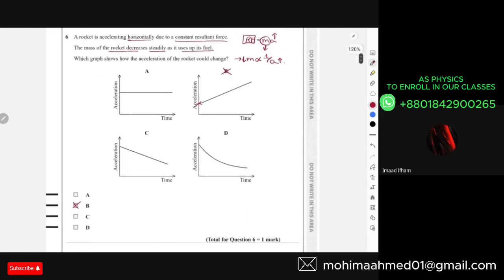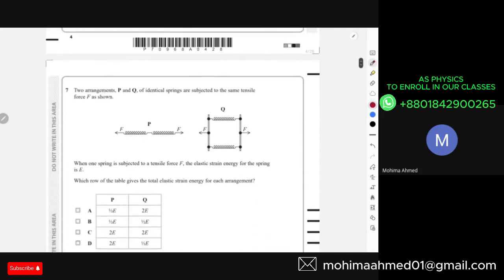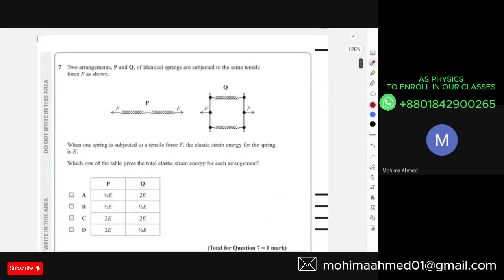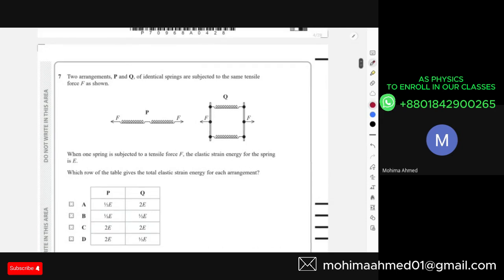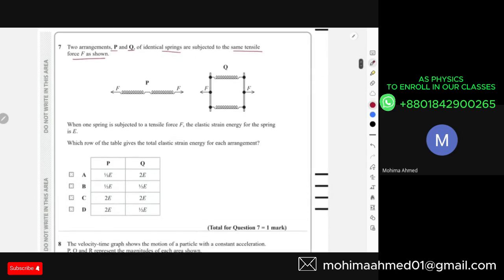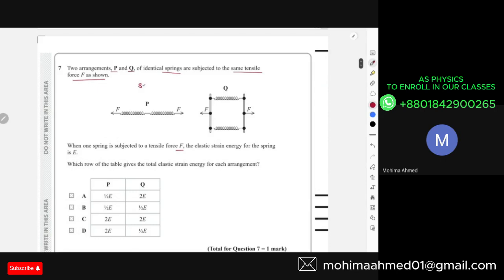No, teacher. Okay, then if we quickly move on to question 7, this is about parallel and series arrangement for your springs. Two arrangements, P and Q, of identical springs are subjected to the same tensile force F as shown. When one spring is subjected to a tensile force F, the elastic strain energy of the spring is E, and which row of the table gives the total elastic strain energy of each arrangement? Like for series and for parallel, you have to say. This is your series, and this is your parallel.